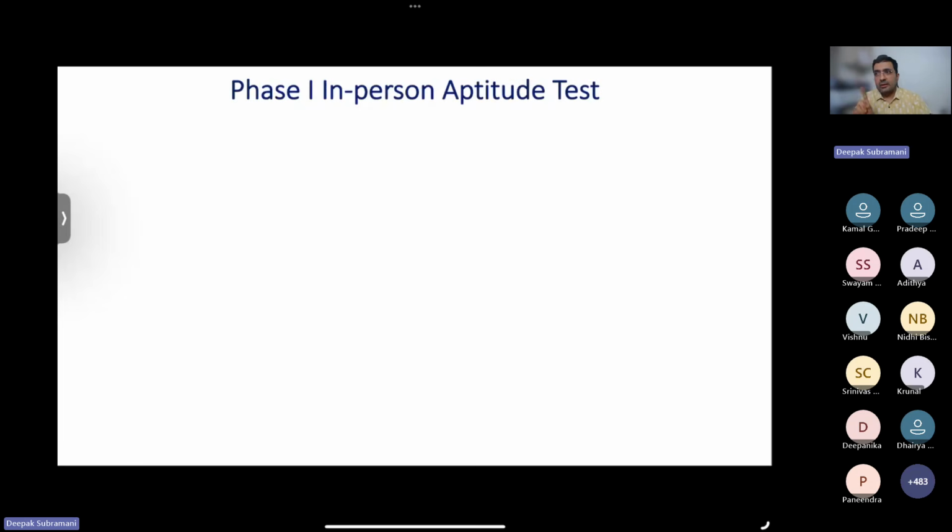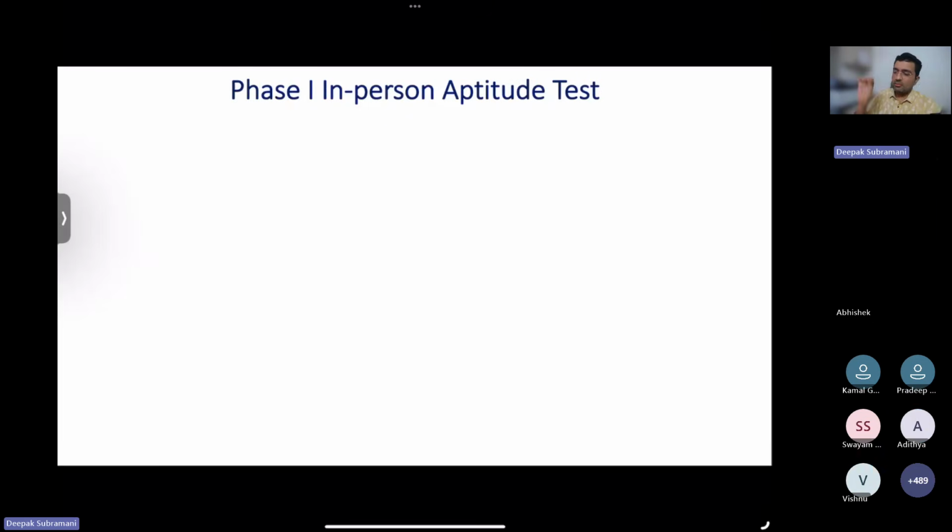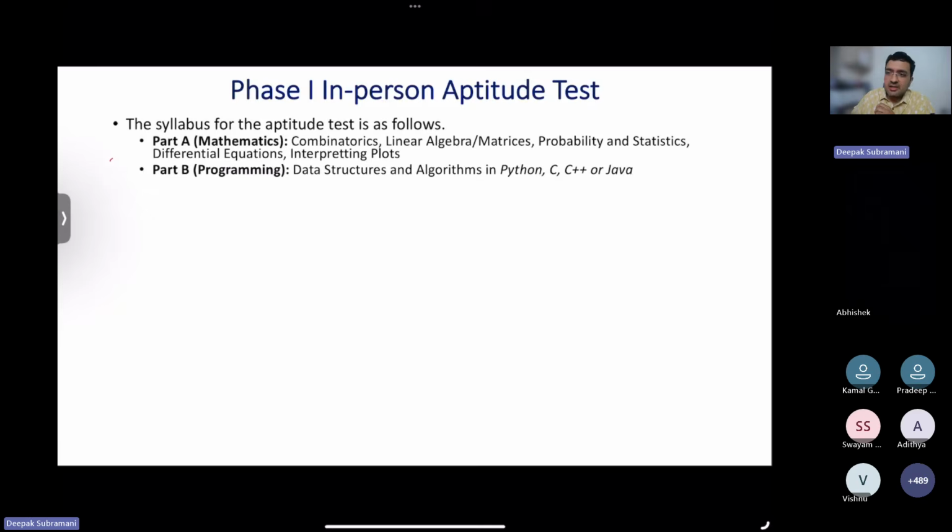The phase 1 aptitude test. This is, I think, one of the frequently asked questions. The syllabus for this test is as follows. There will be a part A and a part B. All of you mechanical engineering, civil engineering, chemical engineering students, please listen. You BSc physics, mathematics students, please listen very carefully.